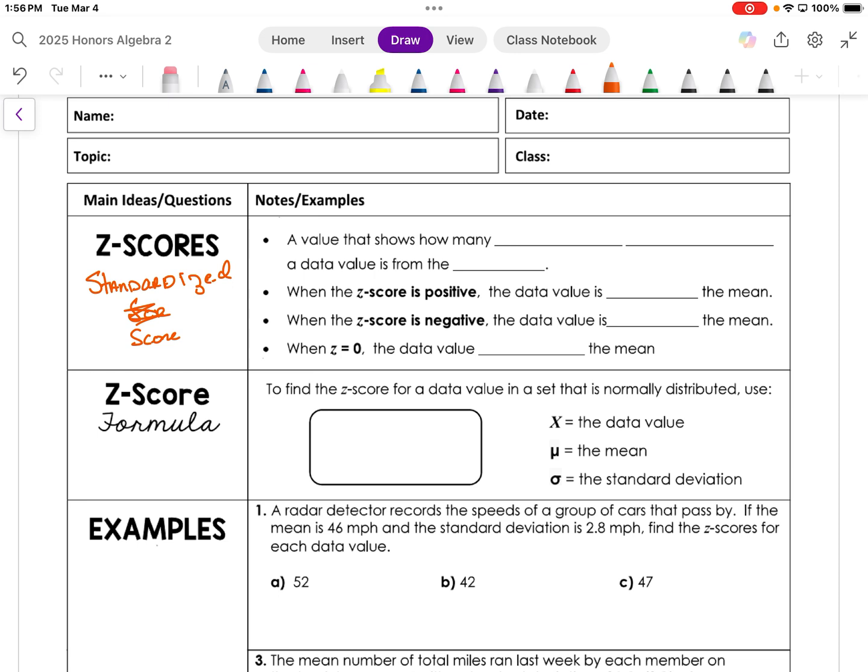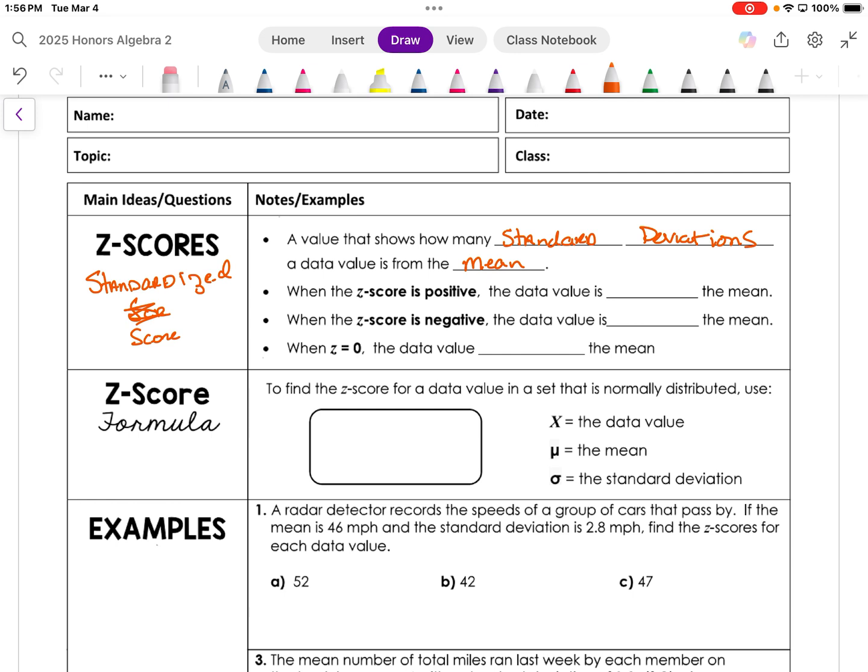So a z-score is a value that shows how many standard deviations a data value is from the mean. We talked about standard deviations yesterday. We had that vocabulary. Now, the mean is still in the dead center. Again, this is part of our normal curve stuff, so the mean is in the center.